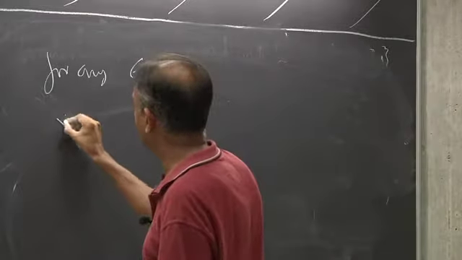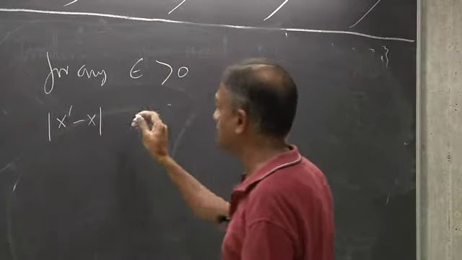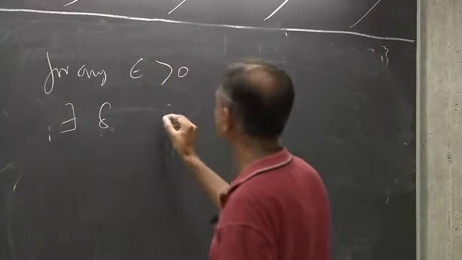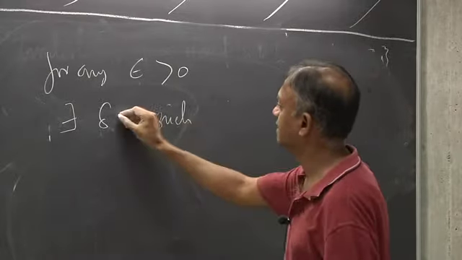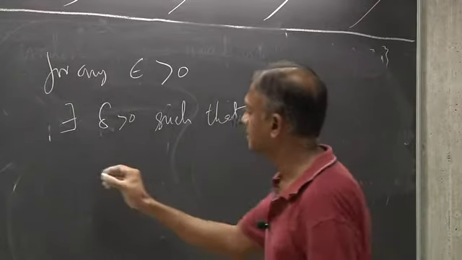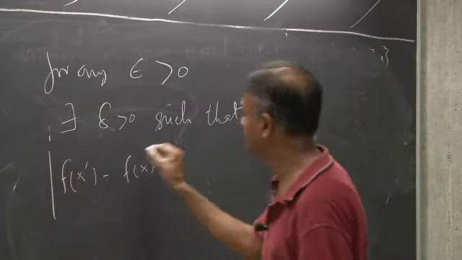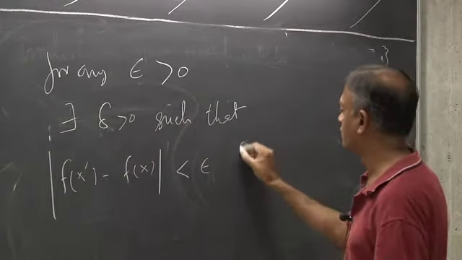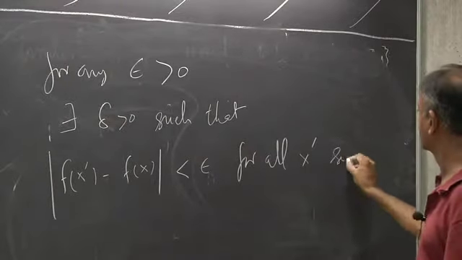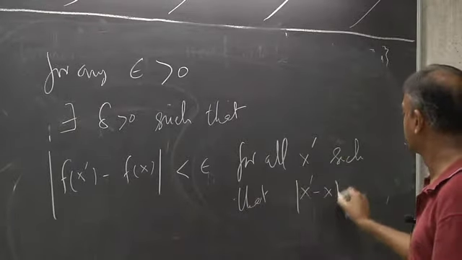Okay? You look at the point x prime such that x prime minus x is small. So what we are saying then is that there exists some delta, again greater than 0, but smaller and smaller, such that the modulus of f of x prime minus f of x is less than epsilon for all x prime such that the modulus of x prime minus x is less than delta.